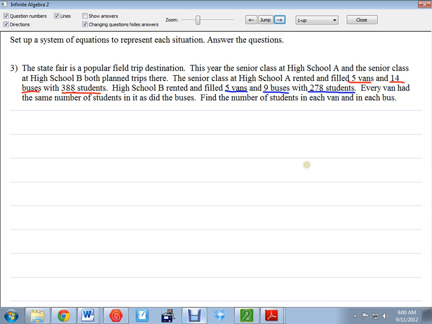So what we want to do is set up 2 equations because we have 2 variables, the capacity of a van and the capacity of a bus, and we're going to find both of those variables with those 2 equations. So the first one is 5 times the number of students inside a van plus 14 times the number of students inside a bus would be equal to 388 students. There are 388 students who went on this trip total.